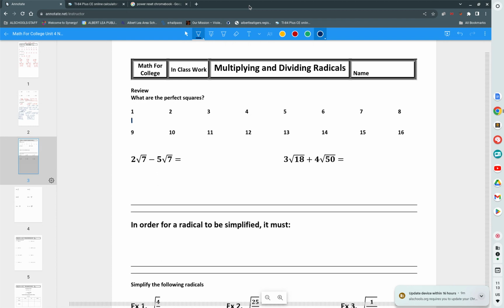1 squared is 1, 2 squared is 4, 3 squared is 9, 4 squared is 16, and 5 squared is 25. What is 6 squared? 36. 7 squared? 49. 8 squared? 64. 9 squared? 81. 10 squared is 100. What about 11 squared? 121. Then? 144.